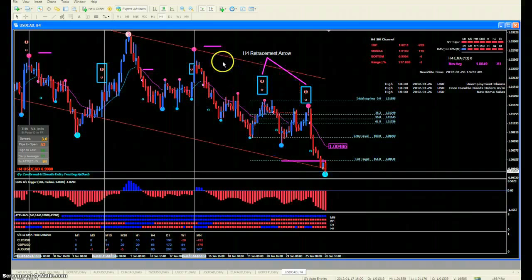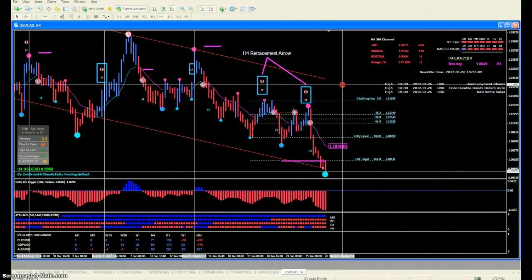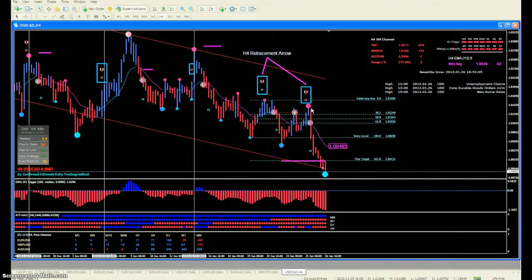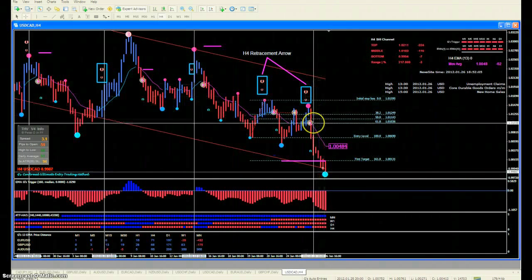This is a chart of the USD CAD pair. One of the trades that we had on yesterday ended up becoming a very nice move. We had an initial stop loss on this trade of about 50 pips, and the target was 150 pips.